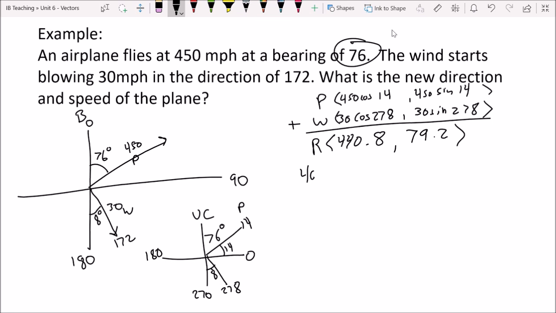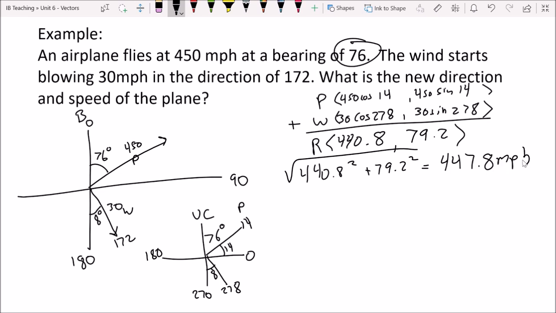So 440.8 squared plus 79.2 squared, square them, add them, root them. It's calculator time for that one. So 440.8 squared plus 79.2 squared. Don't forget to put the square root on there, please. And we get 447.8. And that's miles per hour. Let's double check, make sure that makes sense. The plane was going 450. It's dealing with a little bit of a crosswind, and it slowed down just a little bit. Yeah, that makes sense. That makes perfect sense.